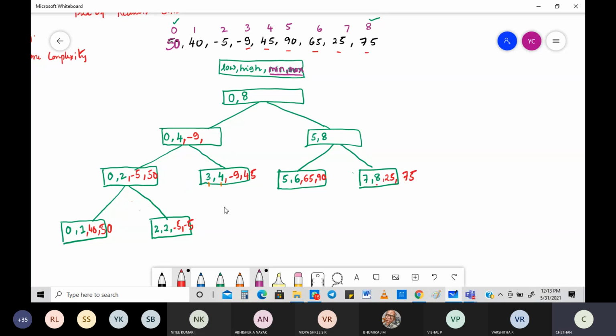Okay. Now come here. Now come between these two. You got your 65, 90. Okay. 25, 75. Okay. Minimum element among all these things, 25. Is nothing but 25. Maximum among all these things, 65, 90, 25, 65. Okay. Is nothing but your 90.